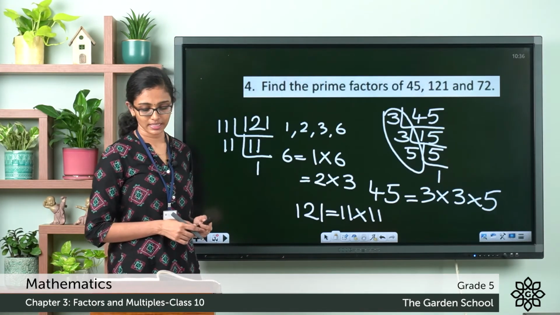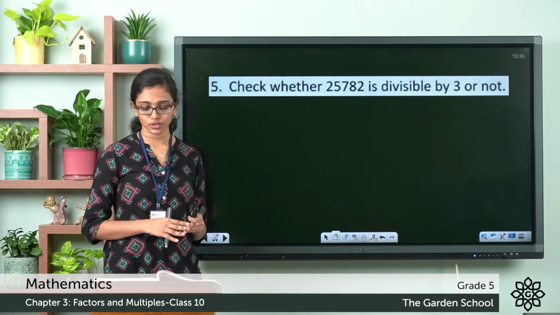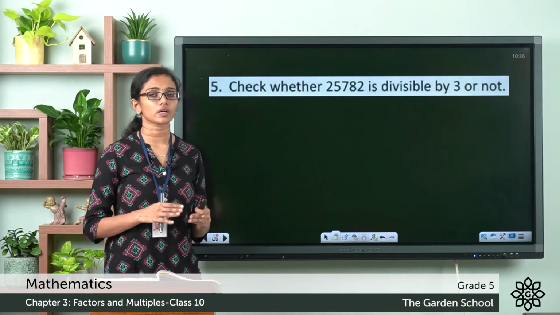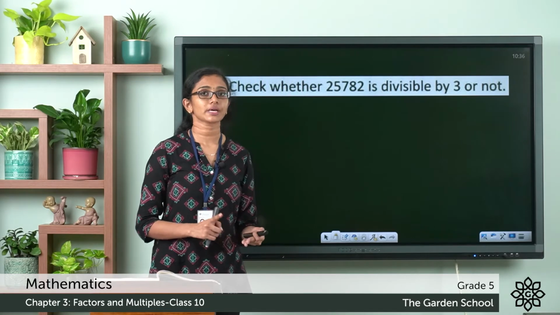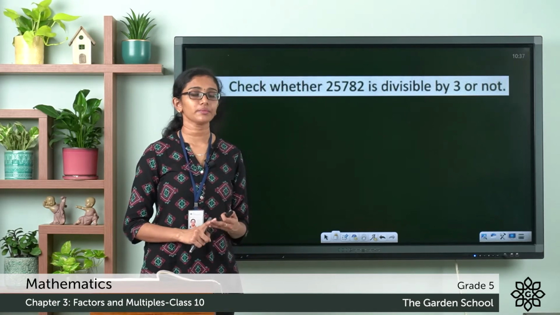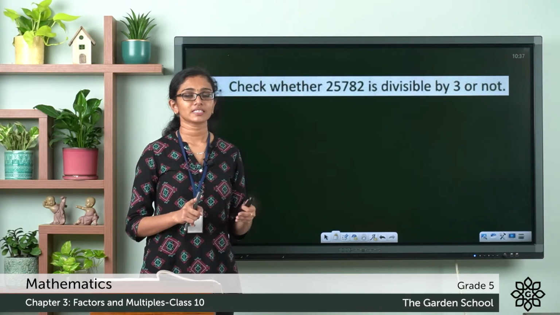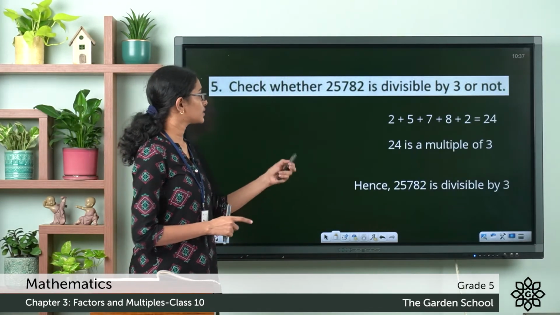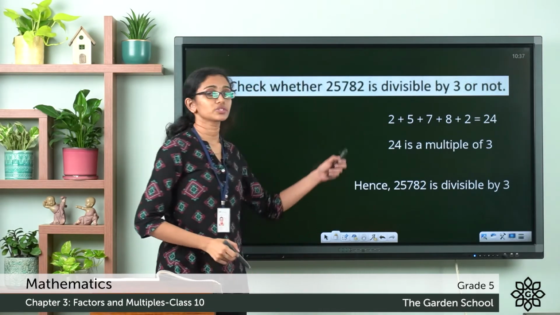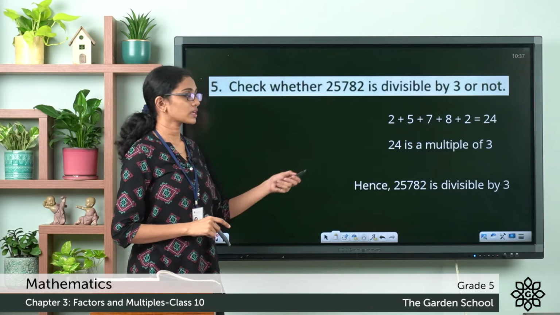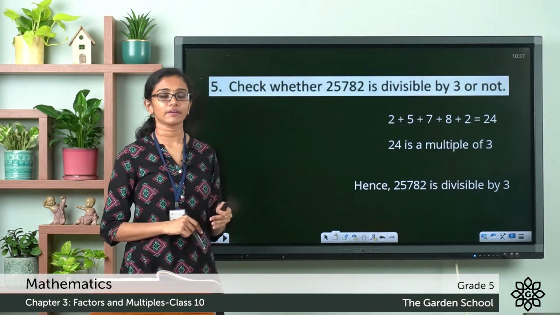Now we will discuss question number 5. It says check whether 25,782 is divisible by 3 or not. So how do you check if a number is divisible by 3? You have to take the sum of the digits, and if that sum is a multiple of 3, then the number will be divisible by 3. So let's take the sum of the digits. It is equal to 2 plus 5 plus 7 plus 8 plus 2, which gives you 24. And 24 is a multiple of 3. So the given number is divisible by 3.